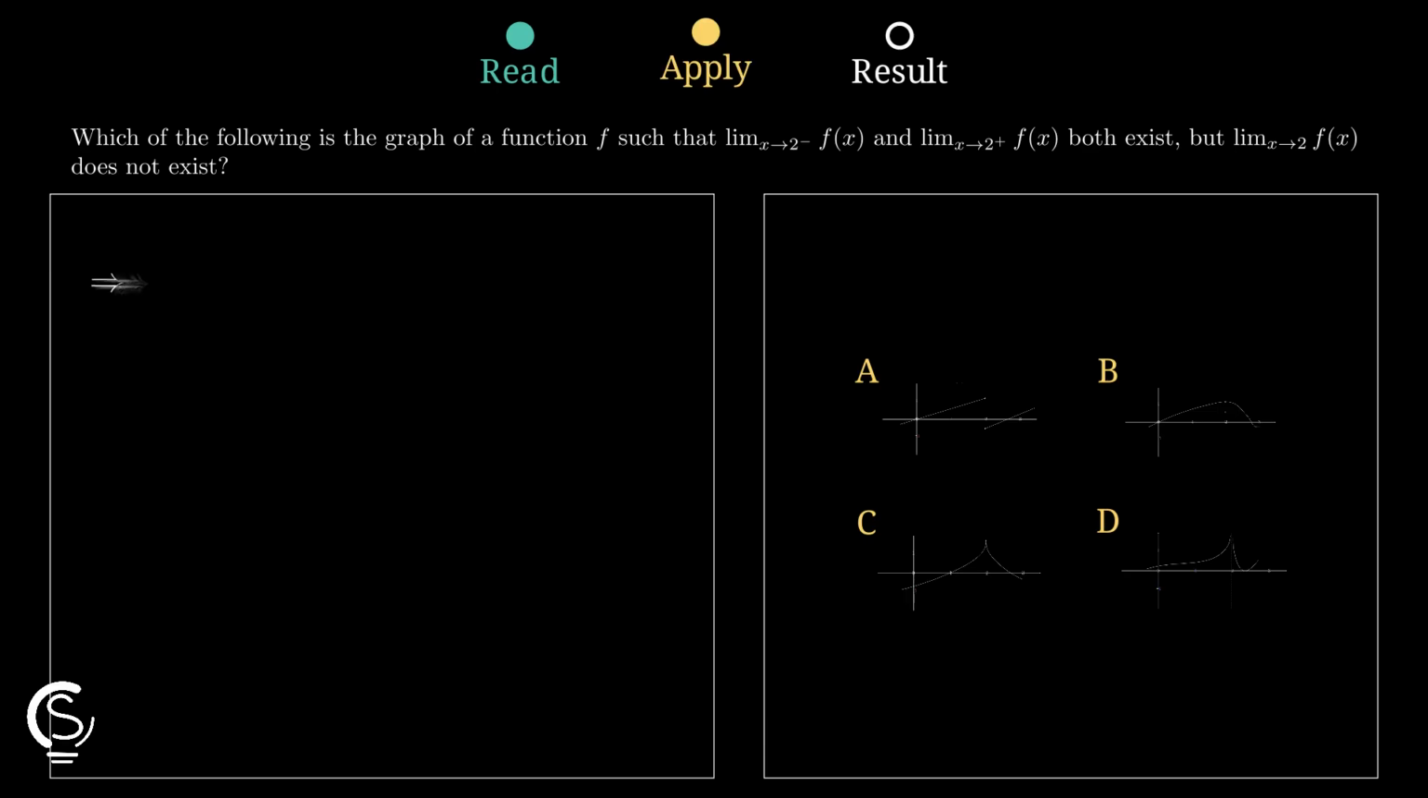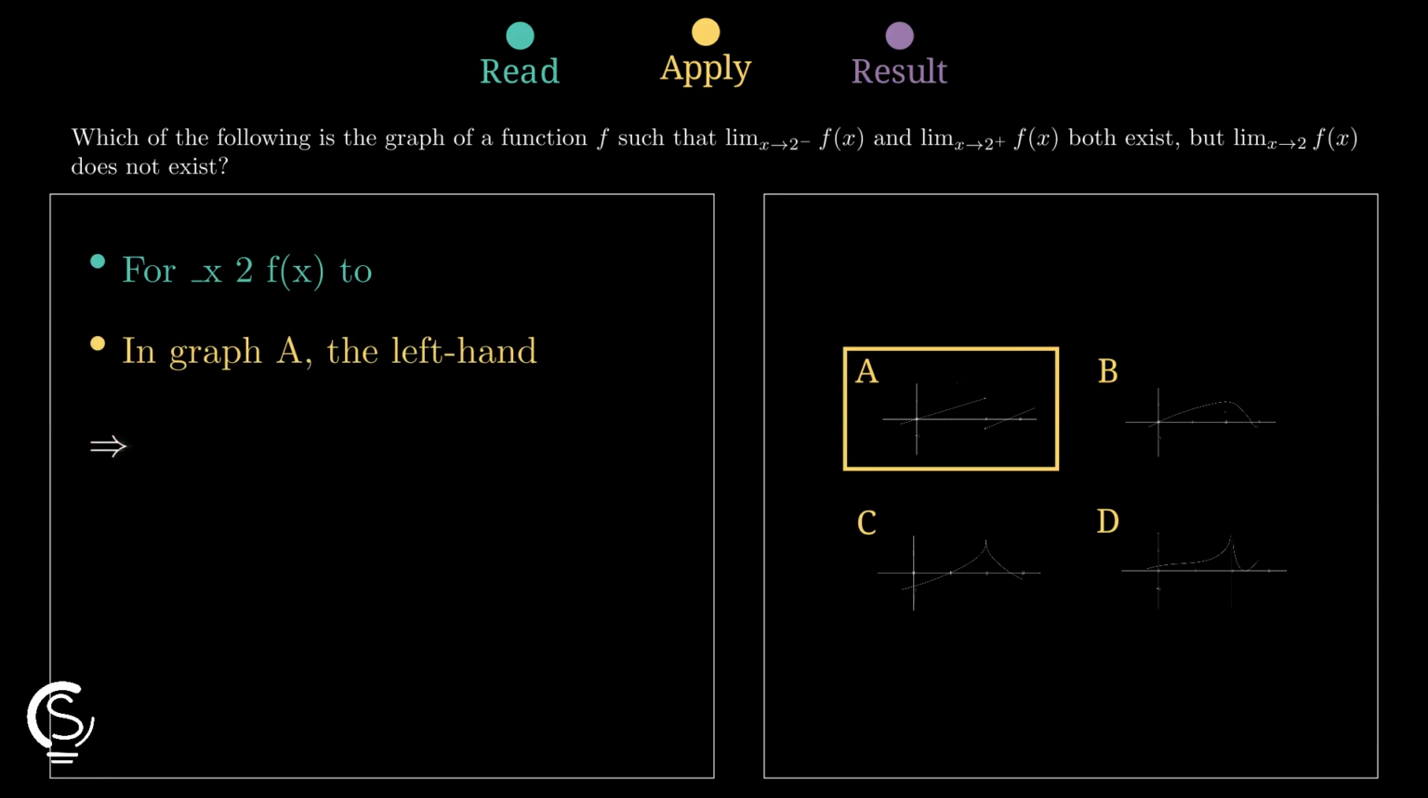Looking at graph A, the left-hand limit and right-hand limit clearly approach different heights as x gets close to 2. Both values are finite, so they definitely exist for this function. Since these values are not equal, the overall limit does not exist. This matches our requirements, making option A the correct choice.